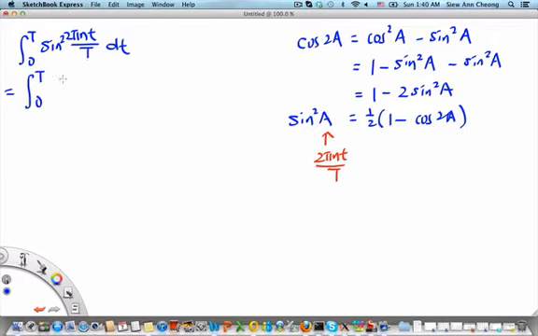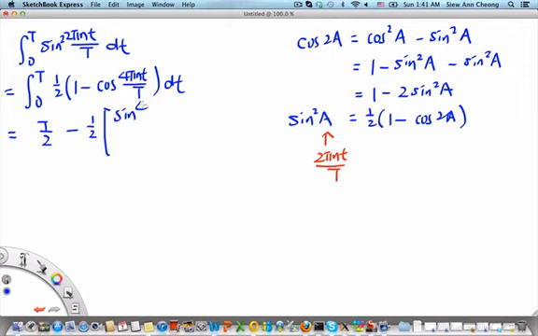So let us continue with evaluating the integral using this double angle formula. We will get the integral from 0 to T of 1/2 (1 minus cosine). A is 2 pi nt over T, so 2A will be 4 pi nt over T dt. So if we evaluate 1/2 from 0 to T, we get T over 2. If we integrate cosine 4 pi nt over capital T from 0 to T, we will get minus 1/2 sine 4 pi nt over capital T divided by 4 pi n over capital T.